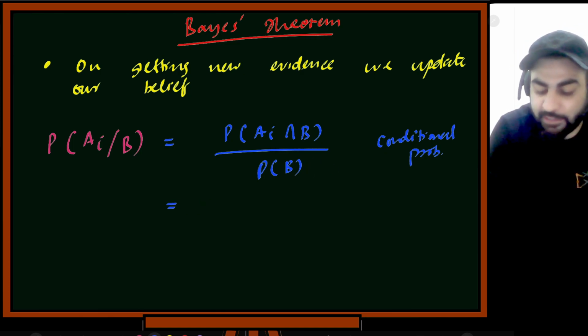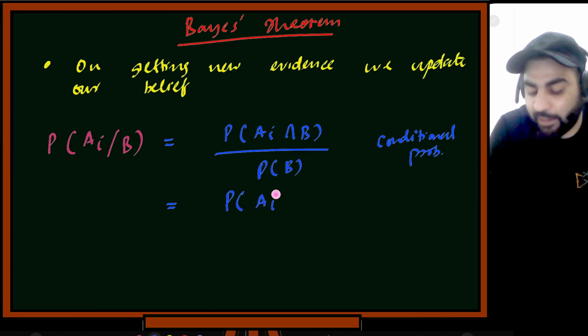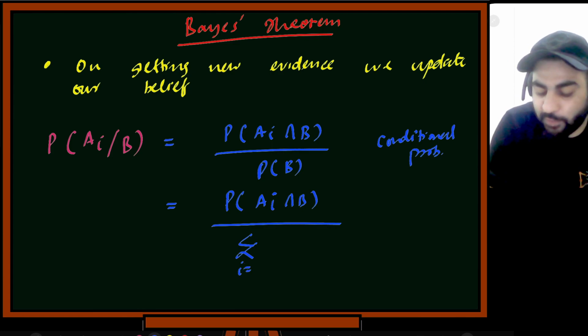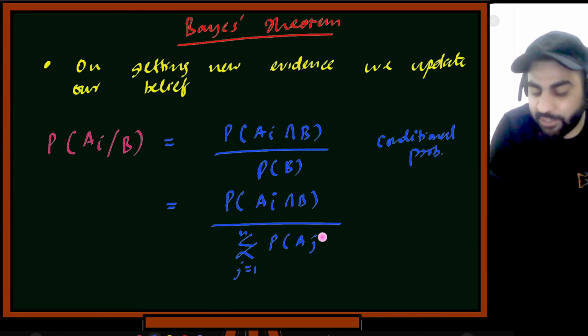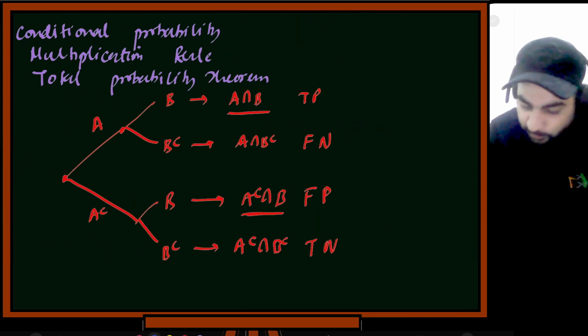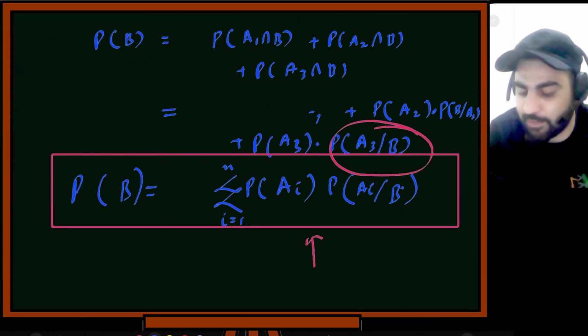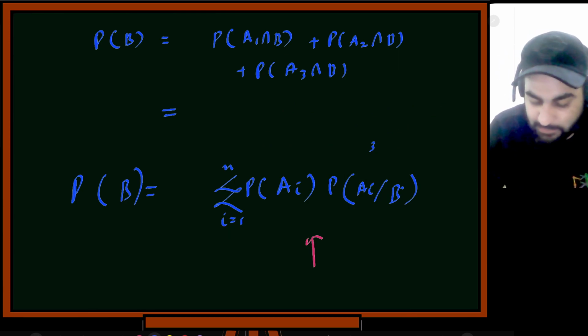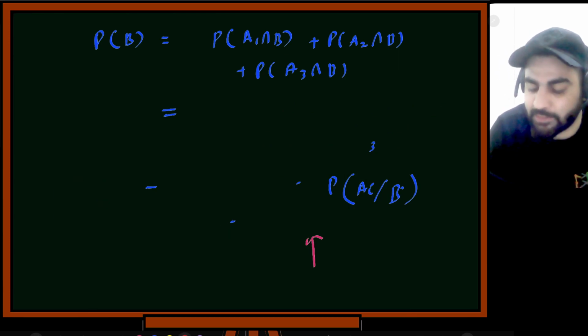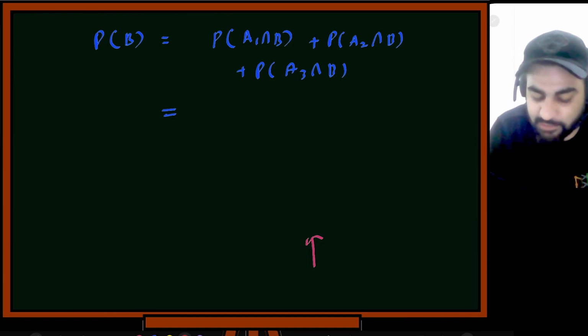I can write probability of Ai intersection B divided by the summation of i going from 1 to n, probability of Aj, let's suppose this is j, multiplied by probability of B given Aj. I think we have something wrong over here. Let's write this. This is the total probability. I think we messed up the notations, so I'll write it somewhere.